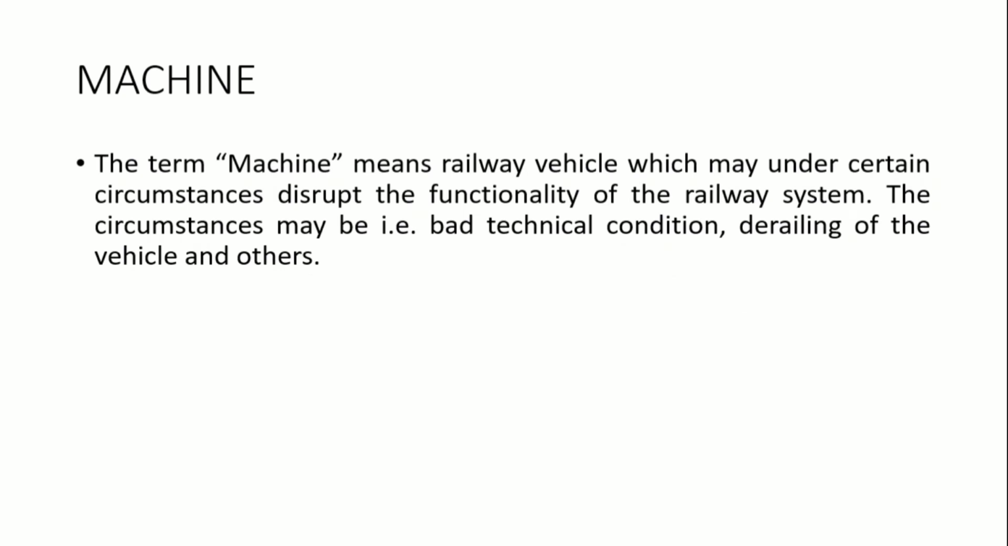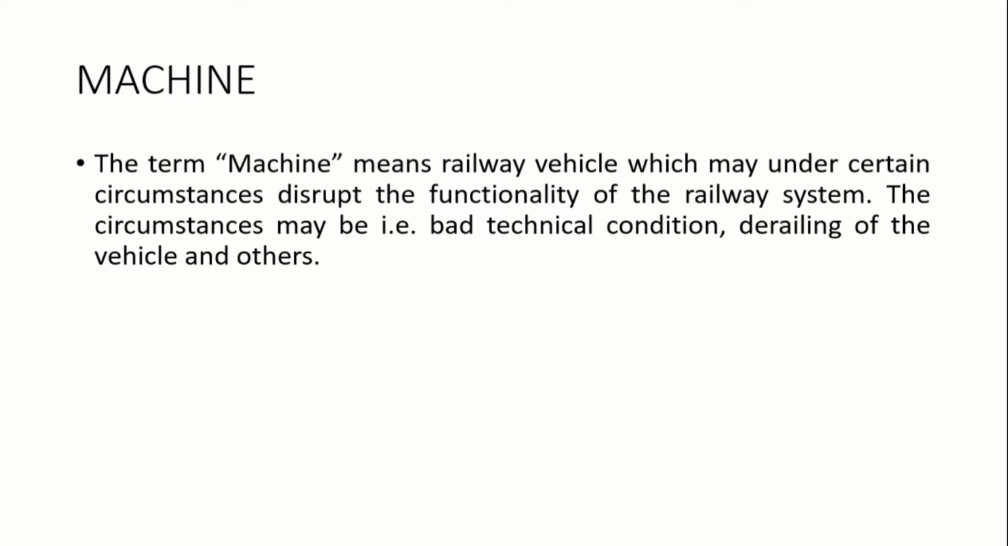So we have discussed the first element, which is the man or human. Now we look into the second element, which is the machine. The term machine means railway vehicle which may under certain circumstances disrupt the functionality of the railway system. The circumstances may be bad technical condition, derailment of vehicle and others. So this is about the machine.